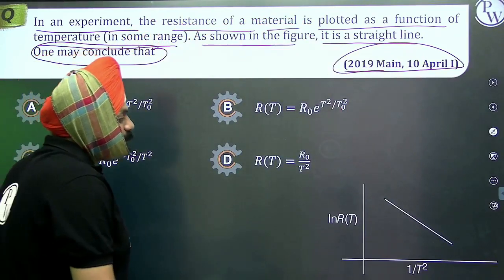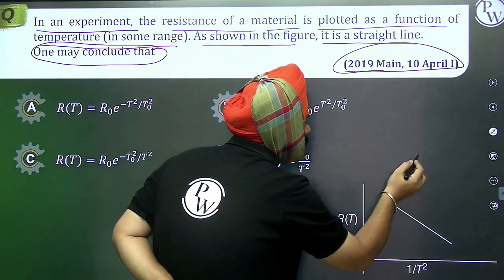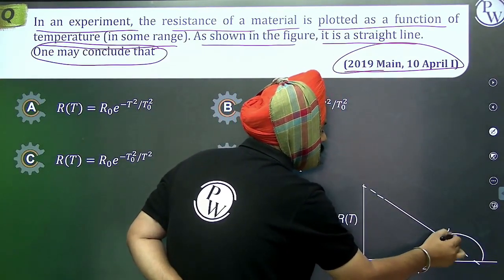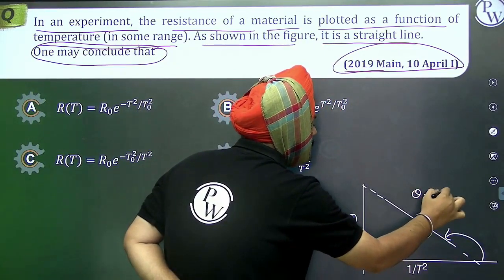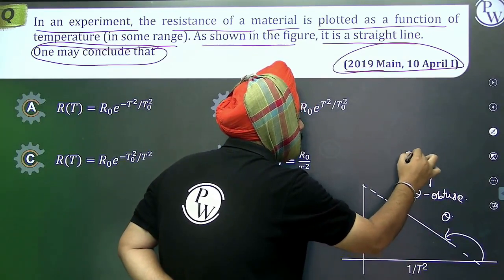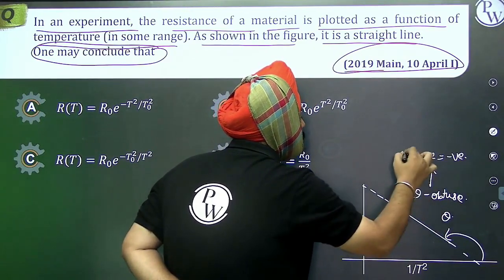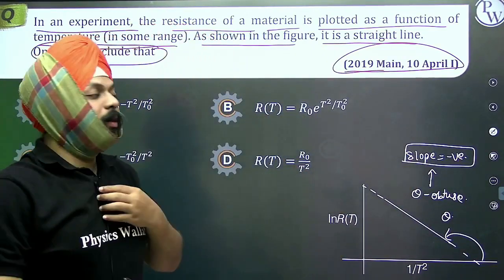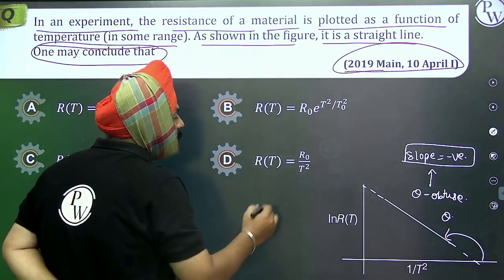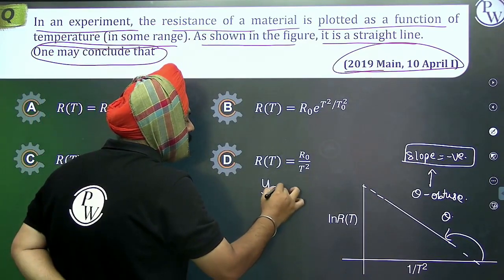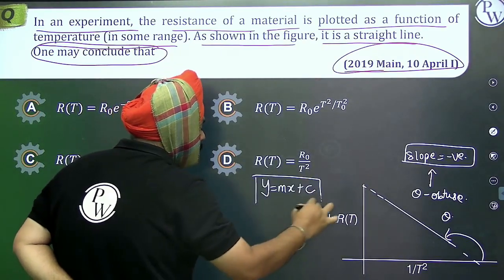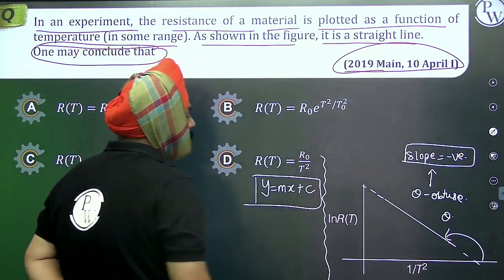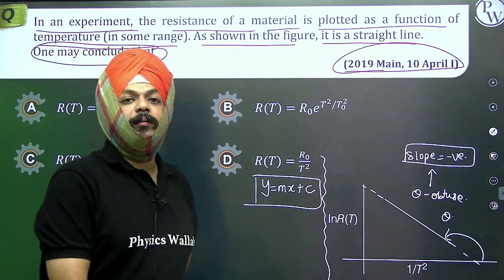So here you can see, suppose I join this line, then this angle theta is going to be obtuse. Theta being obtuse means we are going to get a negative slope. Now, following the equation of a straight line, y is equal to mx plus c.